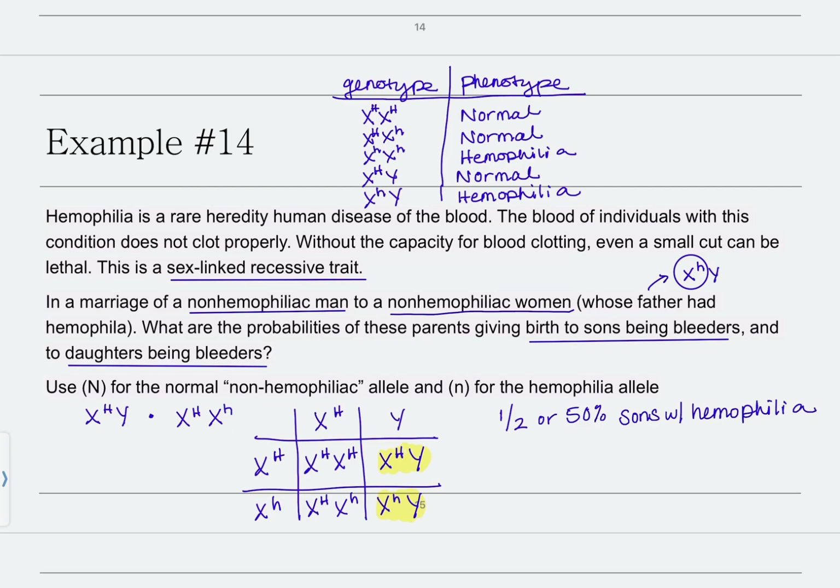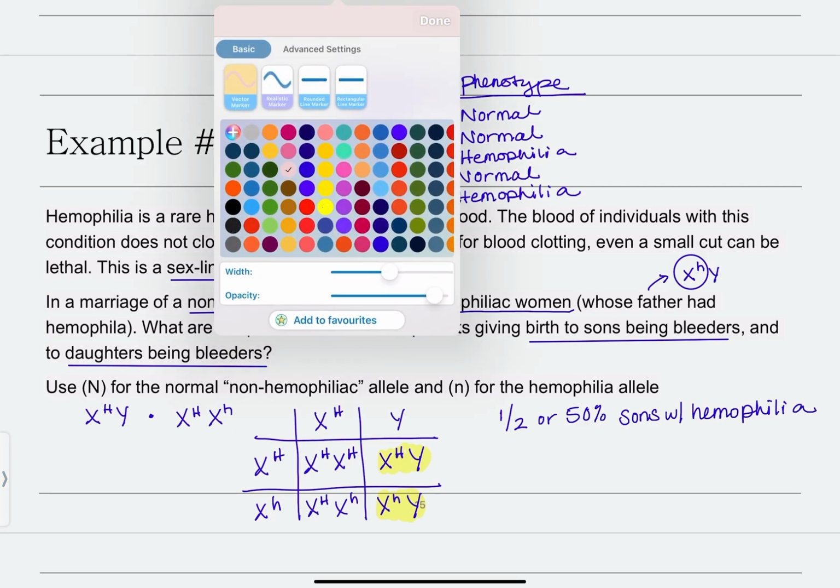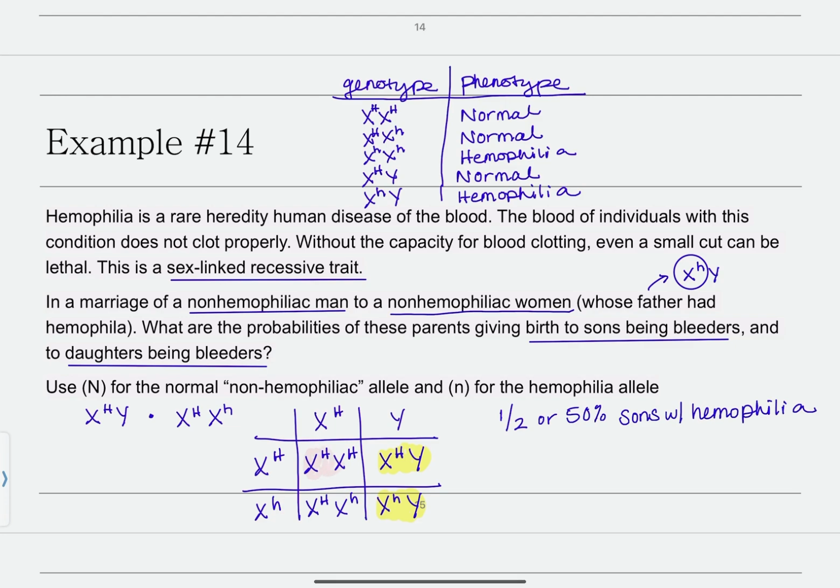Okay, so now let's look at the females. These are our genotypes with 2 X chromosomes. So let's take a look and see what they represent. Both of our females would have a normal phenotype because you would need 2 recessive alleles to have hemophilia. So we actually have a 0 out of 2 or a 0% chance of producing a daughter with hemophilia from these particular parents.